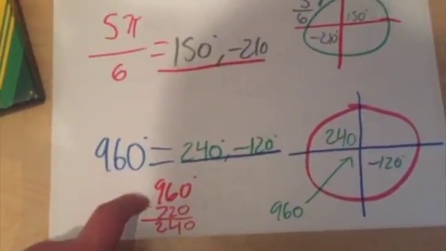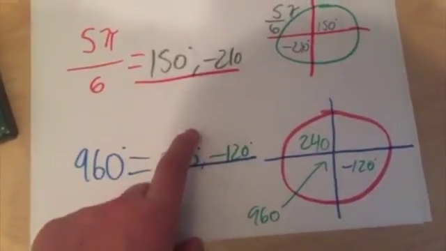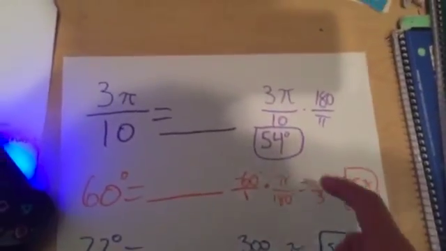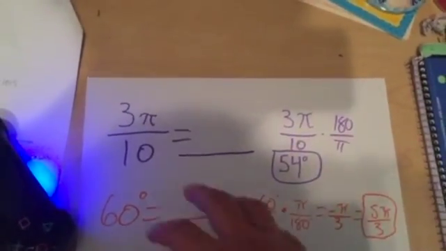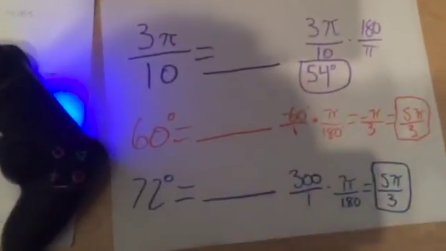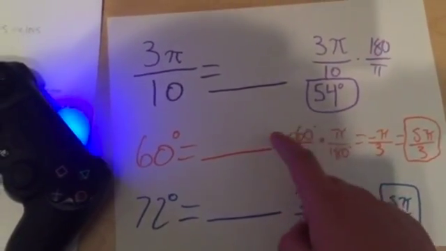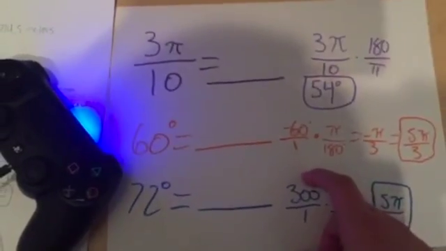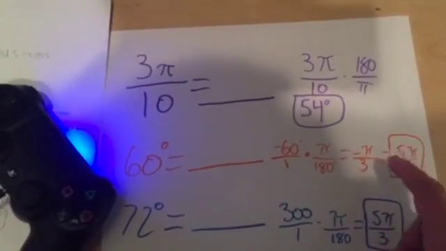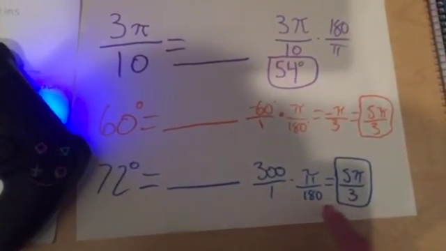And I just subtracted 960, which is right here, from 720 and got 240 for the first one, and then 120 from that one. So in this problem, we just took the 3 and the 10, like from there, and then we multiplied it by that, got 54 degrees. And then with this one, the 60-degree one, we took that, made it negative, multiplied it by 180, and the radius, and then we got 5 over 3 with that little sign. And then we did kind of the same thing with 72.